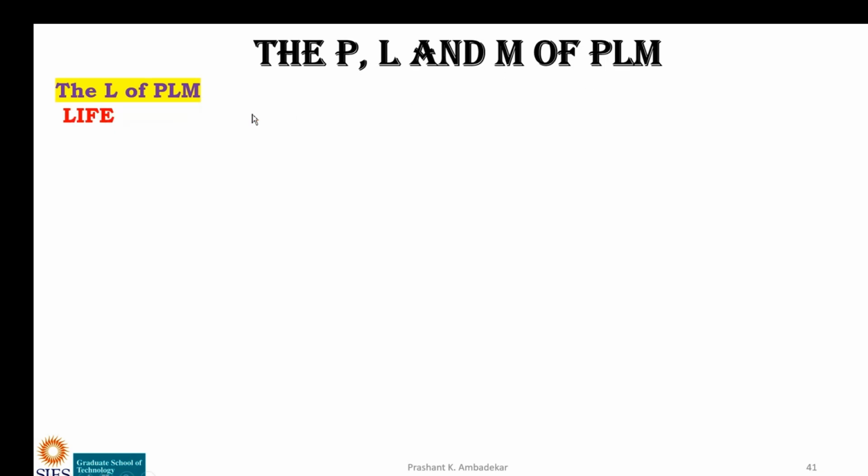Now next, L. L is life. There are 5 phases in a product life cycle. Somewhere you will find 5 stages, someone will say there are 6 stages. Basically there are 4 stages, but in different books or at different places you will find the number of phases increased. Beyond the 4 phases, there may be one phase before introduction, and one phase after decline. So like this there may be 6 phases. We'll see these phases one by one.